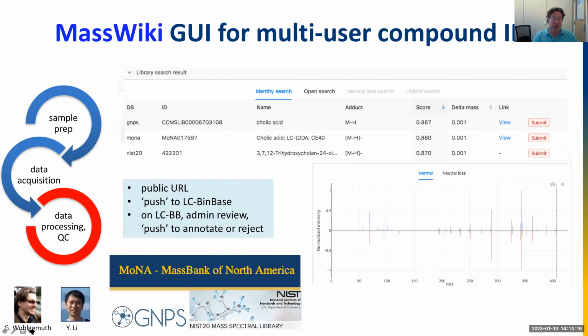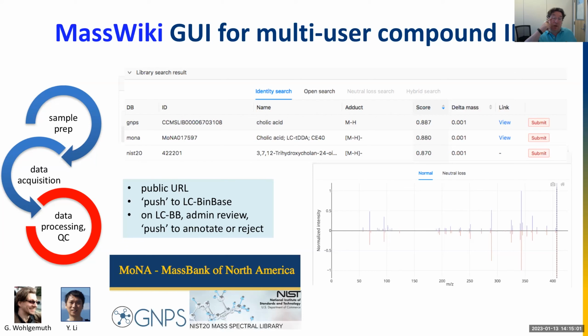So then we generated graphic user interfaces, and this one is done by our senior scientist, Yunyu Li, and we call this MassWiki. MassWiki now gives you the full data set. It's a public URL. Anyone can look at it. It's not directly the administrative GUI for LC binbase, but it gives people the ability to interrogate all mass spectra. And again, for us, a peak is only a peak that has an MS/MS spectrum. Just MS1 ions are not going into LC binbase because without an MS/MS, you cannot qualify these compounds anyway.